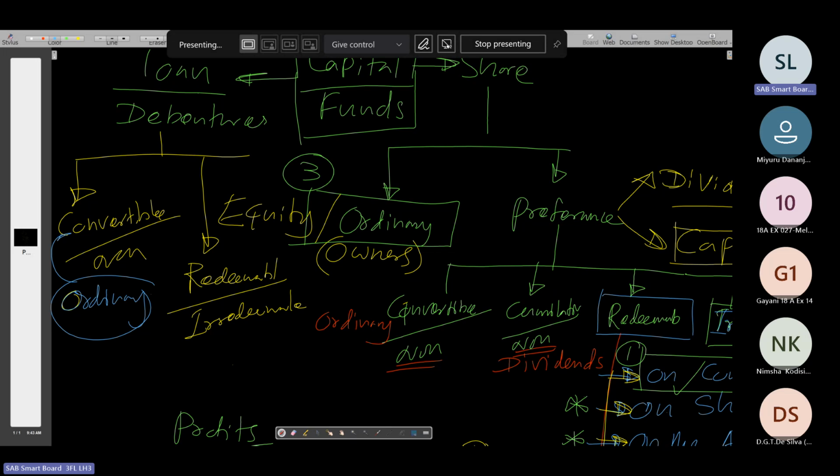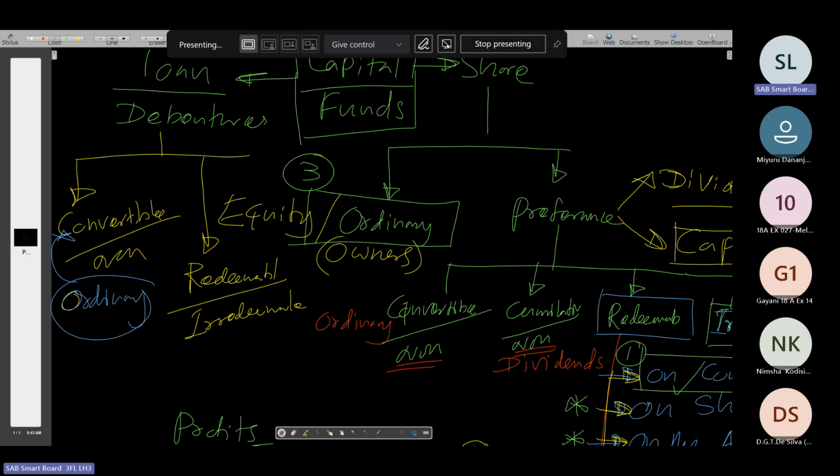That is known as convertible. Non-convertible means that the debenture holders have no such right. They cannot convert that amount to ordinary shares, that is, equity shares. Redeemable and irredeemable is another classification.